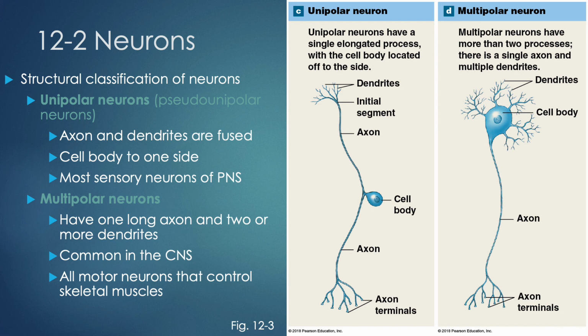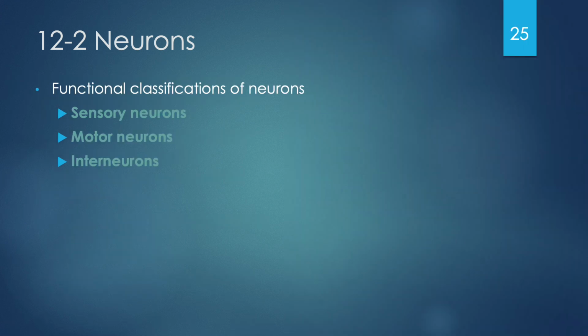This is a little bit different, but this is what is present in most of the sensory neurons of our peripheral nervous system. Multipolar neurons are what we consider our standard classic anatomy of a neuron. But these are a little bit different too because they have dendrites that are all stretched out at one end over the cell body up at the top of the image, and then a single long axon, which in this image is going down towards the axon terminals. This is common in the central nervous system, and all of the motor neurons that control our skeletal muscles are multipolar neurons.